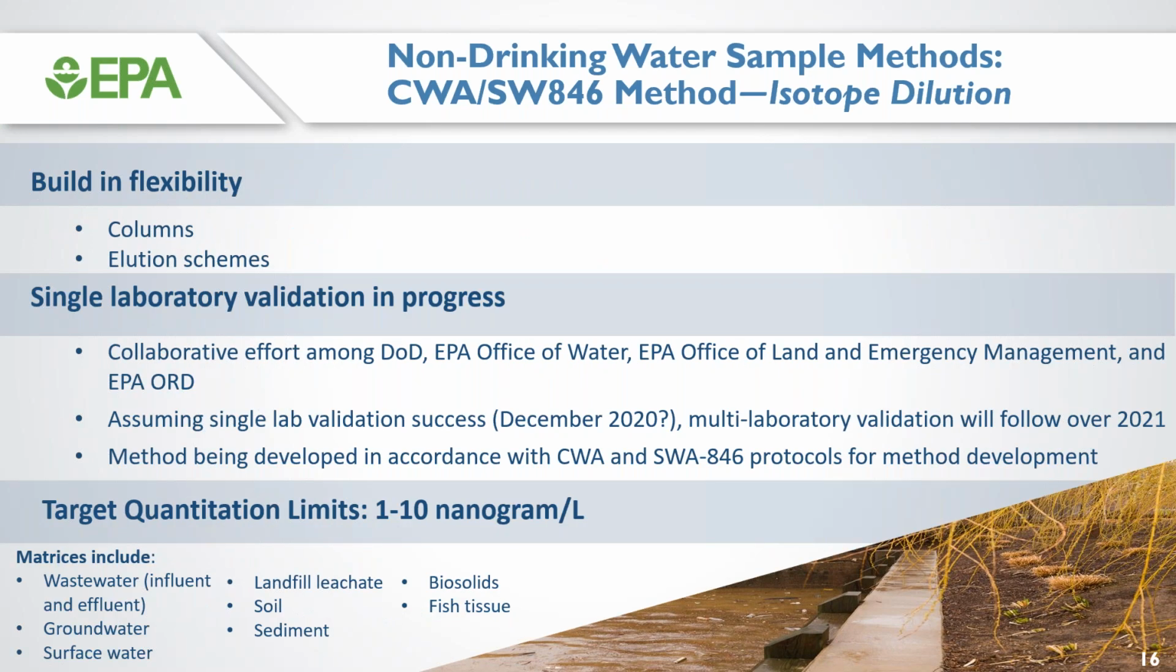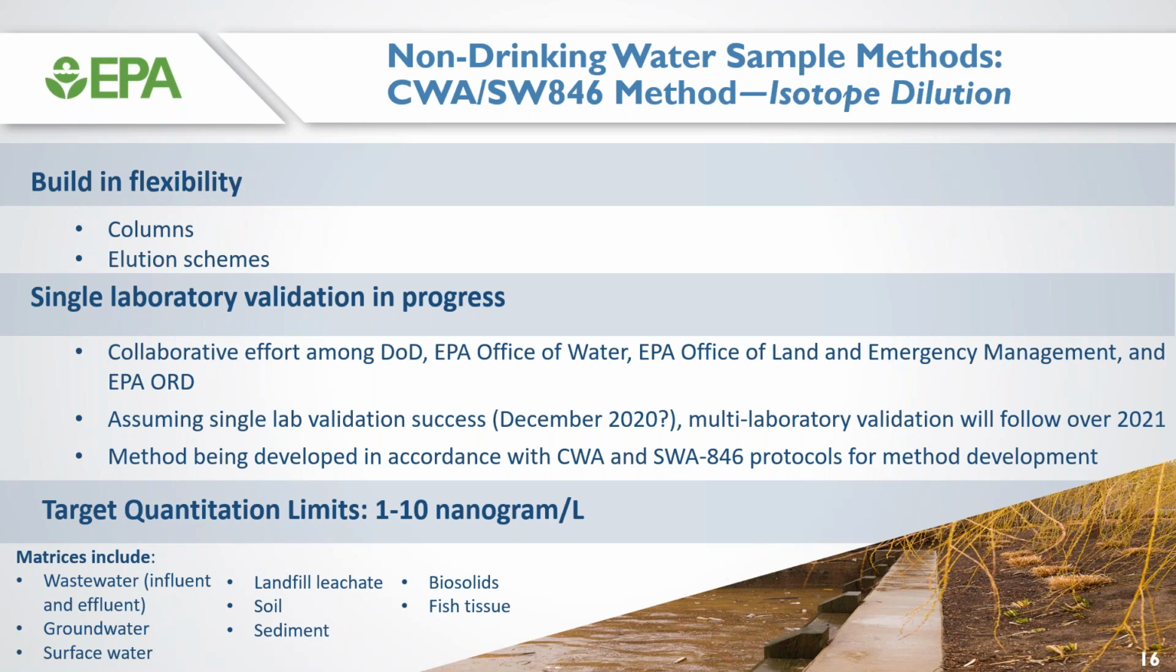We hope to build in flexibility with this method. We realize that people are going to be using different columns and different types of elution schemes. We are in a single laboratory validation process under the Clean Water Act protocols. There's a single lab validation step first, followed by a multi-lab validation. Again, it's a collaborative effort with the Department of Defense, Office of Water, Office of Land and Emergency Management, and Office of Research and Development. Assuming that the single lab validation is a success, and we hope to have that data in and reviewed by the end of this calendar year, multi-lab validation will follow over the course of 2021.